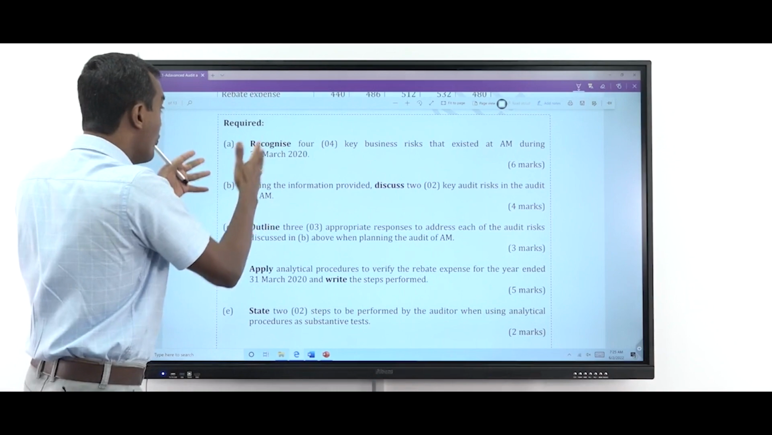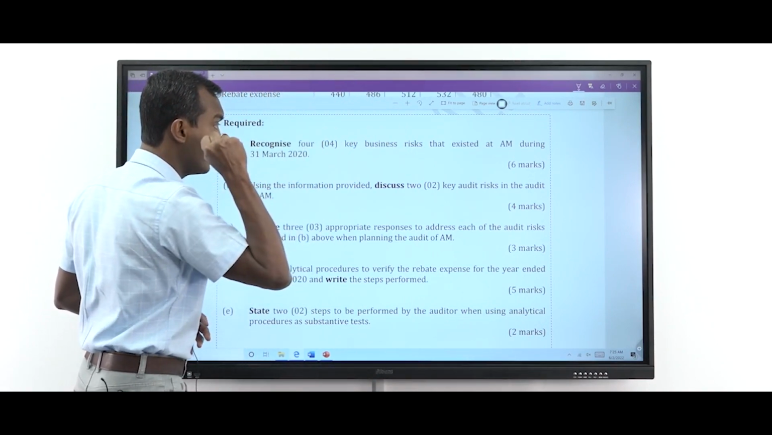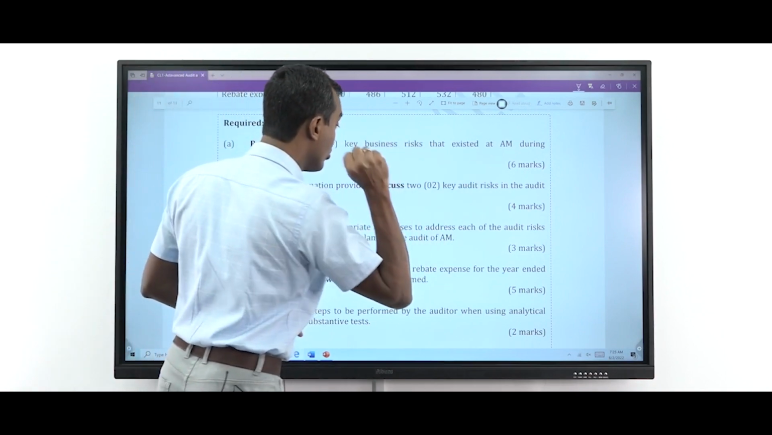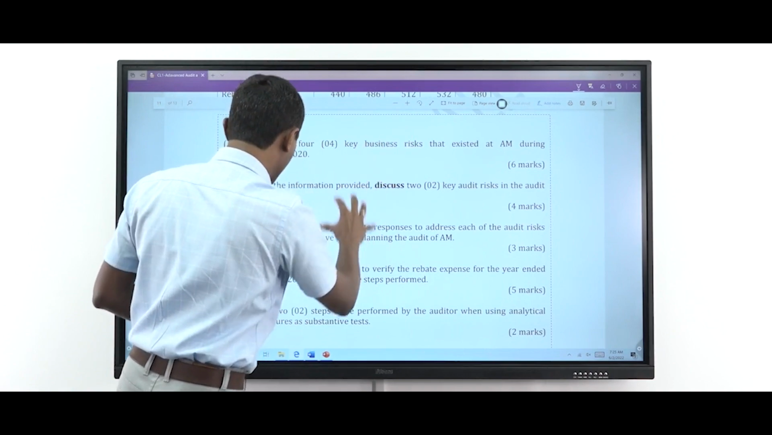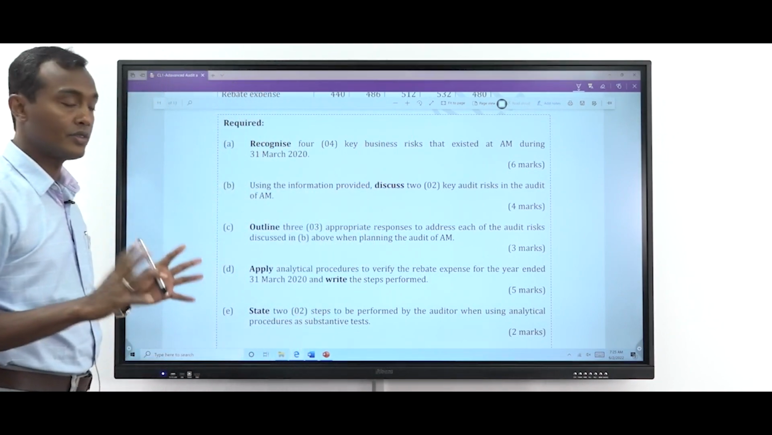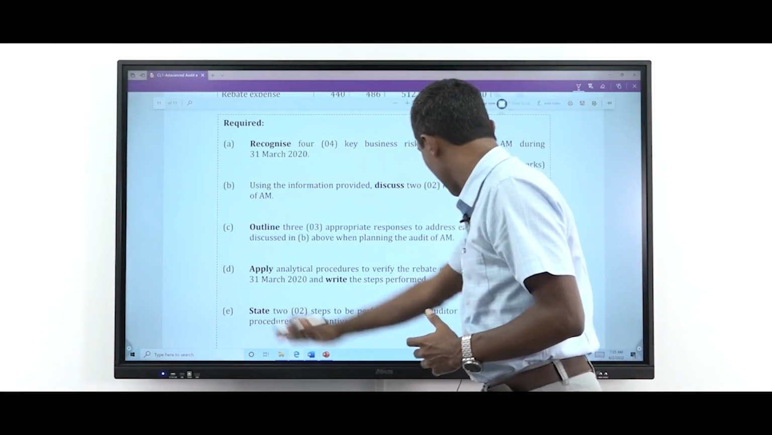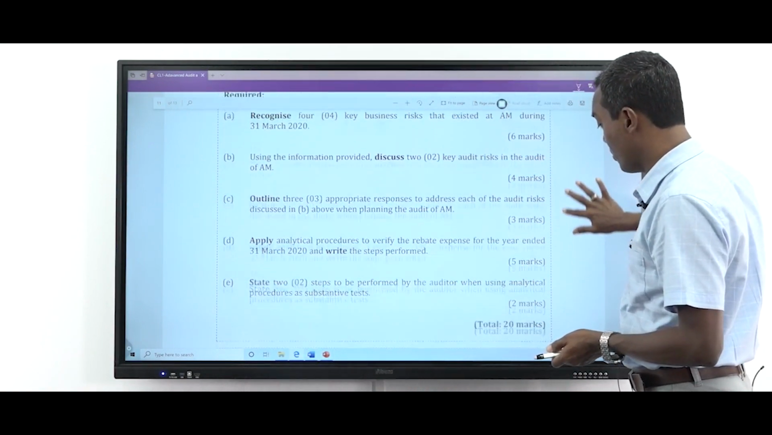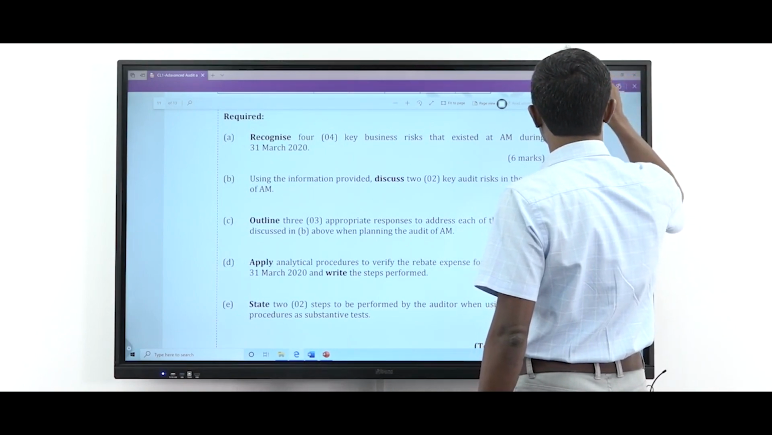And then we are reading the case study to find answers for what are the business risks, what are the audit risks, and what are the responses we have to give to these risks. Likewise. So that's what we are going to do. Let's try during the next 10 minutes to understand how we can get 20 marks. What's our understanding there? So let us do that now.